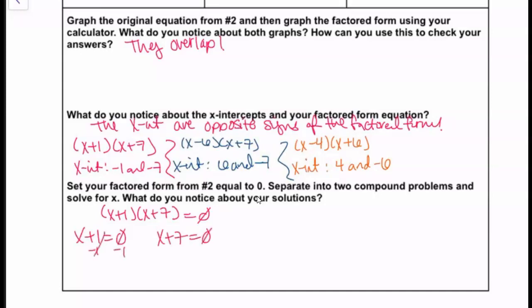Subtract 1 from both sides, x equals negative 1. Subtract 7 from both sides to get x by itself. X equals negative 7. And once again, the reason we did this is because if I plug this in, negative 1 plus 1 is 0. Negative 1 plus 7 is 6, but 0 times anything is 0. So it gives us a true expression. Similarly here, if I plug it into this parentheses, negative 7 plus 7 is 0, and 0 times whatever this turns into is still 0. So these are my two values that will make this expression true.